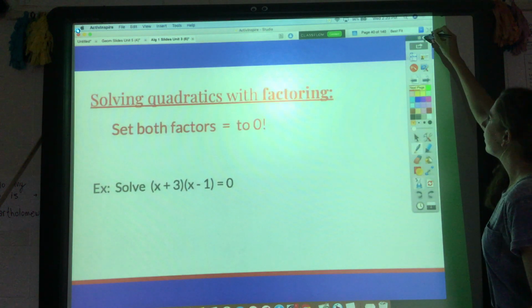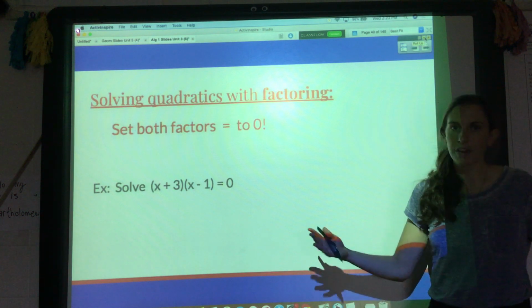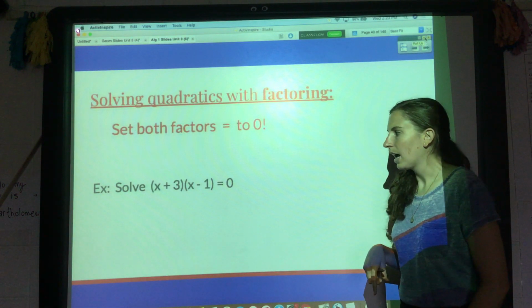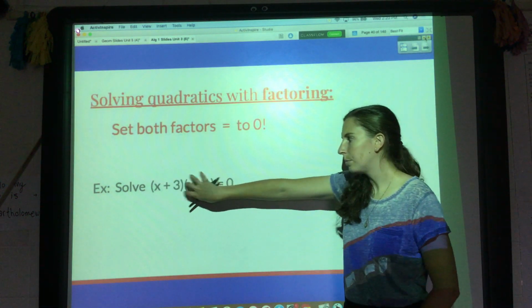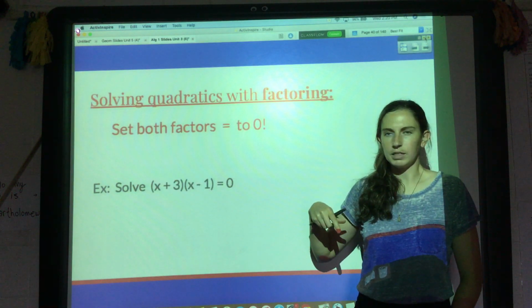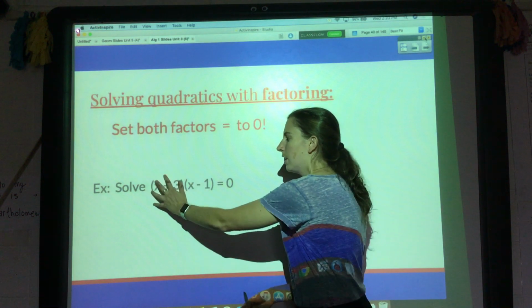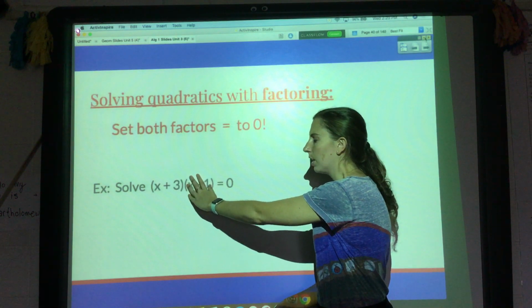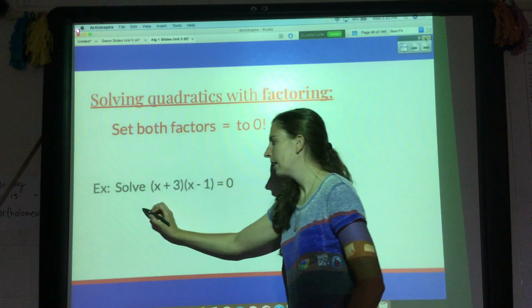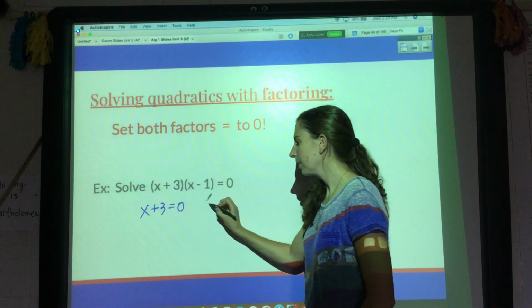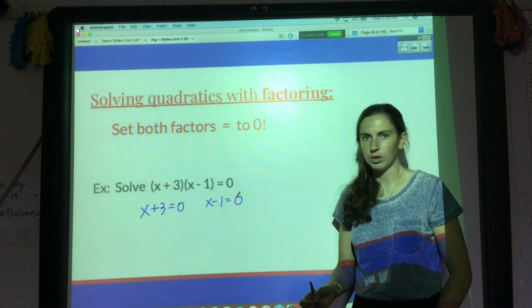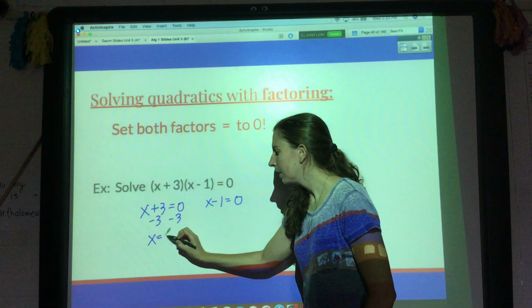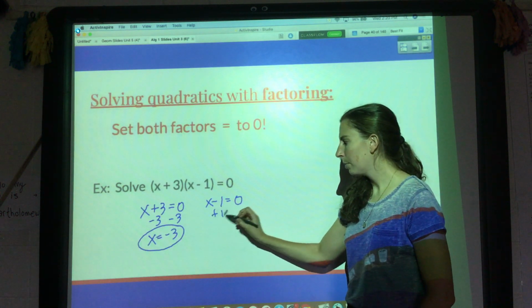Here's basically the gist. If you want to solve a quadratic with factoring, first you have to factor it, and then you just set both factors equal to 0 and solve. Again, that's because if either of them ends up being 0, the entire thing will be 0. For example, if x plus 3 turns out to be 0, 0 times this would be 0. Or if x minus 1 turns out to be 0, 0 times this would be 0. So basically, just set them both equal to 0 and solve. Usually that's going to be just the opposite of whatever it is. This one will give me negative 3. This one will give me positive 1.